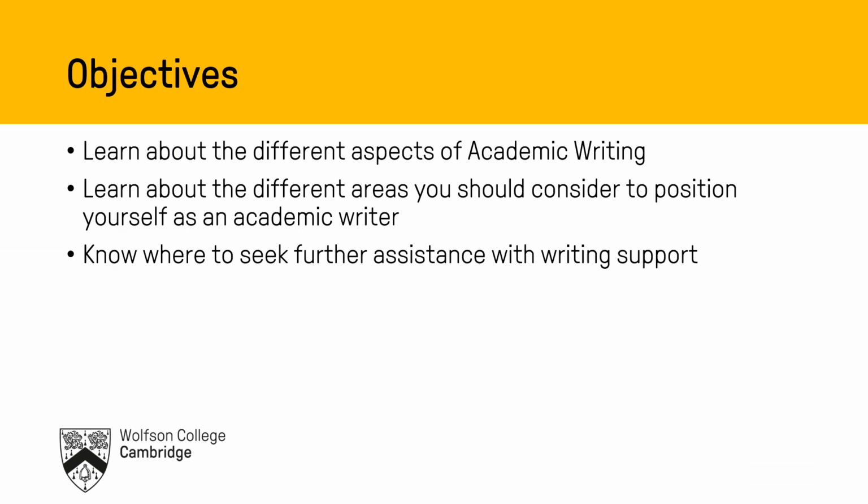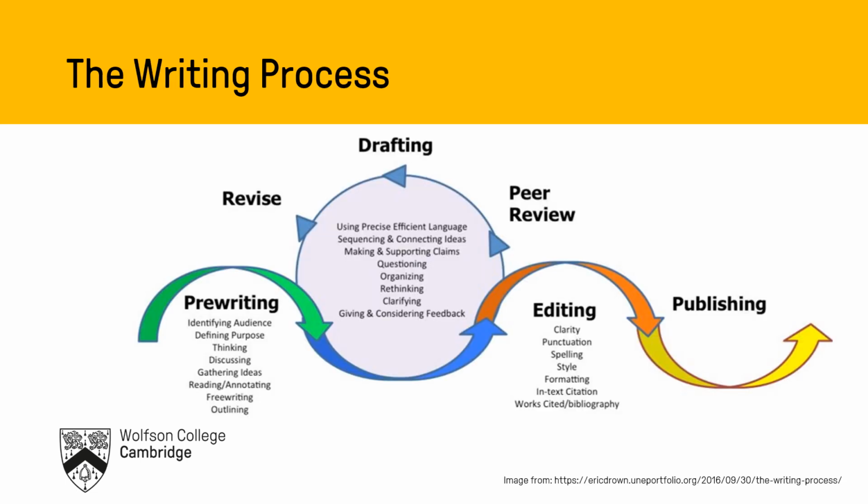In this video, we'll have three objectives. First, to learn about the different aspects of academic writing. Second, to learn about the different areas you should consider to position yourself as an academic writer. And third, to know where to seek further assistance for academic writing support.